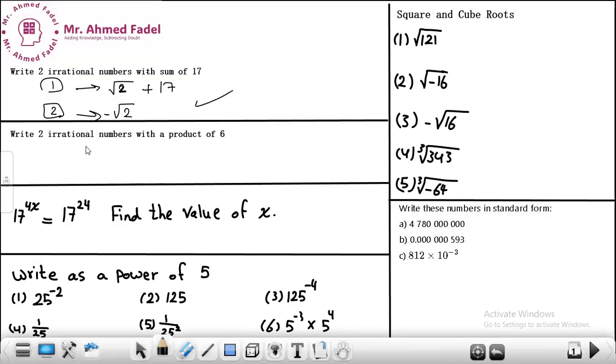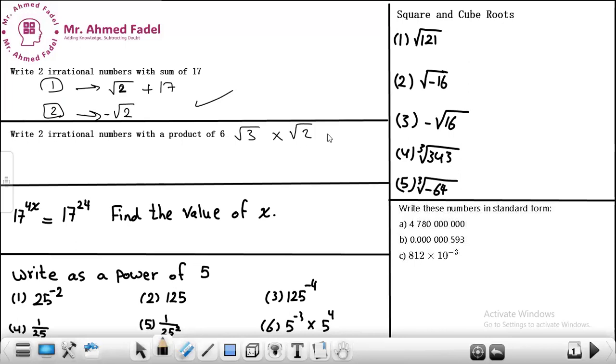All right. Write two irrational numbers with a product of 6. Don't write 3 times 2, because many of you do this. Please do not write 3 times 2. No, these are not two irrational numbers. They want irrational numbers, so they want an irrational number times another irrational number. Don't write square root of 3 times square root of 2.